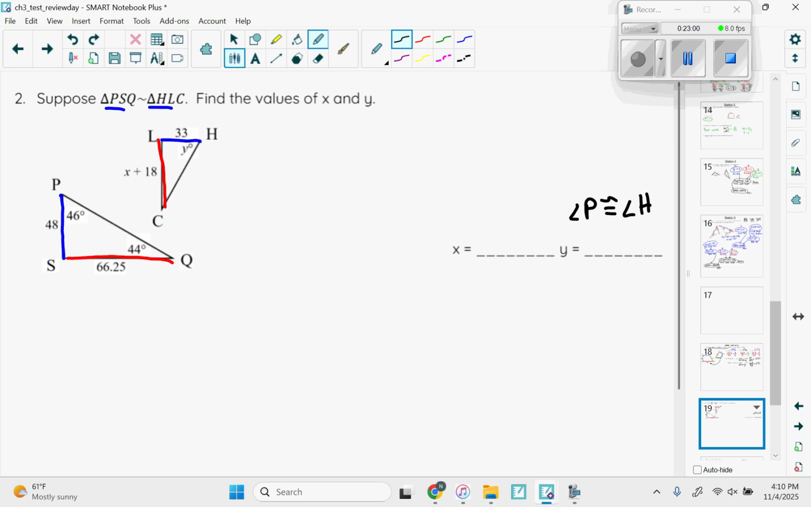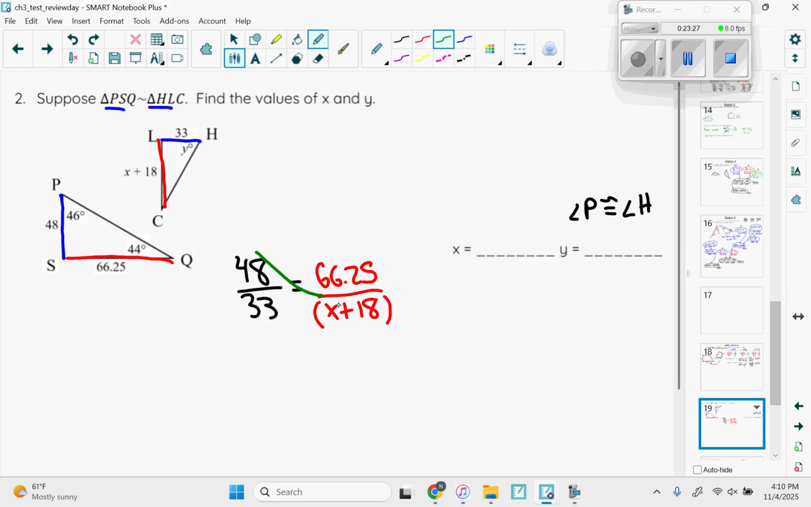And I'm going to set up a proportion. On one side, we're going to do 48 over 33. So big over little. And the same with my red ratio, 66.25 over x plus 18. I'm going to put parentheses around my x plus 18 because when I cross multiply it with 48, I want to make sure I multiply 48 by both terms. So that's going to be 48x plus 48 times 18, which is 864.